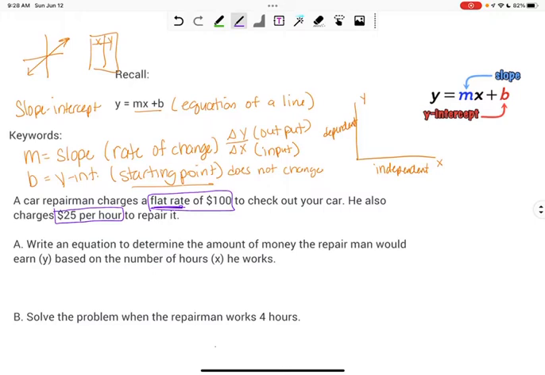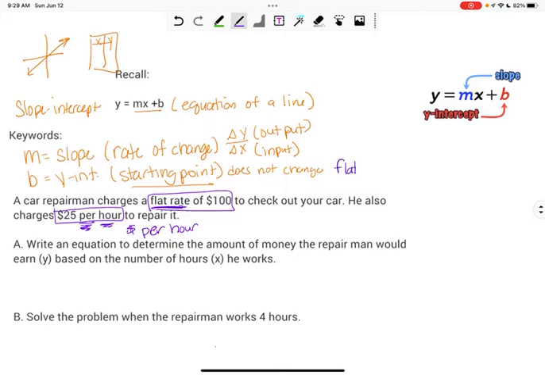Once you pay that amount, he also charges $25 per hour, okay? So that's dollars per hour to repair whatever is wrong with your car. So in this case, our flat rate will be our starting point or our y-intercept. So another key word for y-intercept will be flat rate. Okay, let's erase this so we can get a little more room over here.